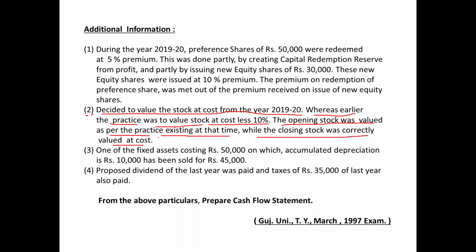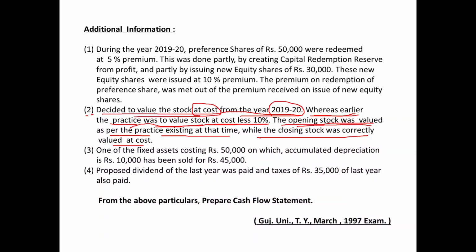This is a new point of the question and you are facing this type of point for the first time in this topic. Once again I am reading it. Decided to value the stock at cost. This word is very important, at cost, from the year 2019-20, the current year. Whereas earlier the practice was to value stock at cost less 10%. Earlier means last year the practice was to value the stock at cost less 10%.